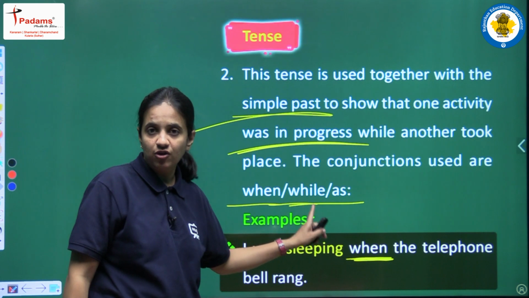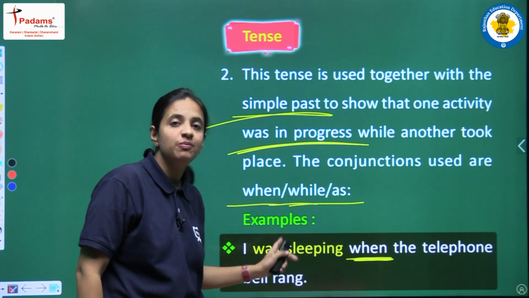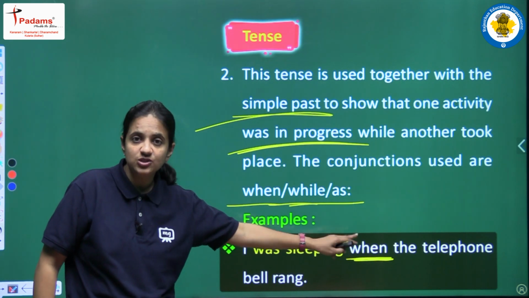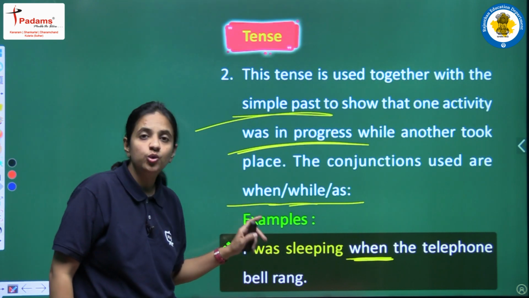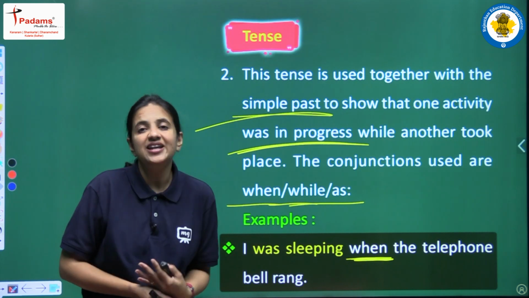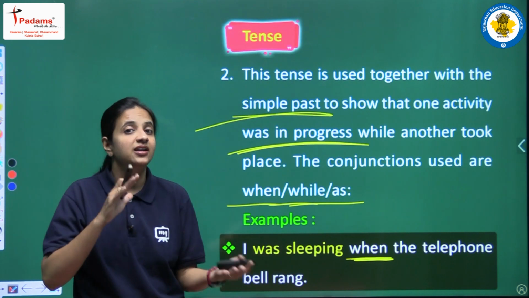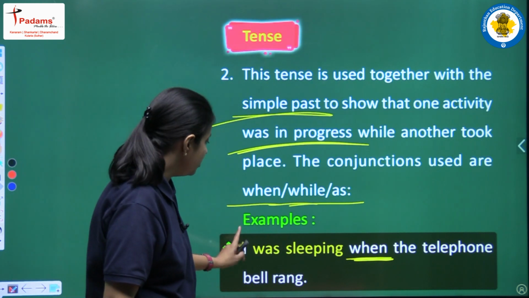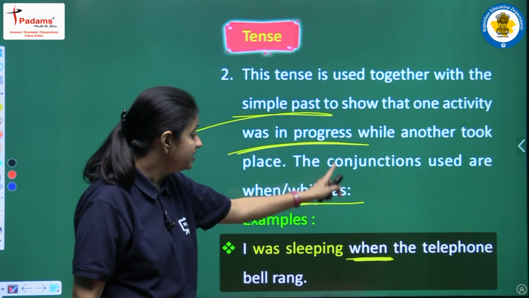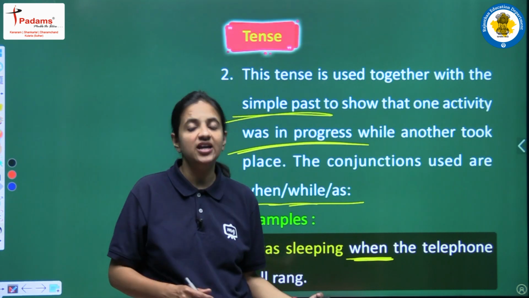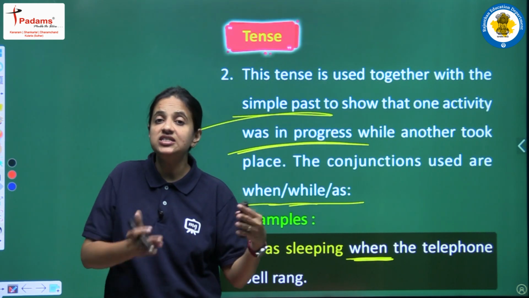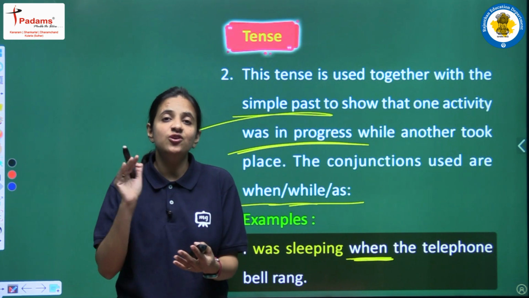The first clause is I was sleeping, the second clause is the telephone bell rang, and these two clauses are connected using one conjunction, that is when. So in this sentence there are two different activities, two different actions. One action was in progress, one action was going on, and at that time another action just took place. So we will write this clause in past continuous tense: I was sleeping when the telephone bell rang. Okay, so yes, the first activity was going on, it was in progress when one person was sleeping. So at that time suddenly the telephone bell rang.